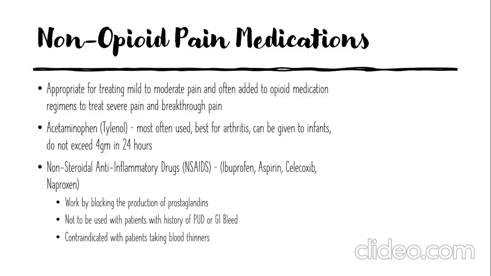NSAIDs, because they stop production of prostaglandins, also cause blood vessels to dilate, and they decrease your clotting. So your blood is going to be thinner when you take them. So you don't want to give it to anyone who's at risk for bleeding. That means even a hemorrhagic stroke. You are not going to give someone who has bleeding on the brain any type of NSAID. It's only going to worsen the bleeding. And the same goes for people on any blood thinners.